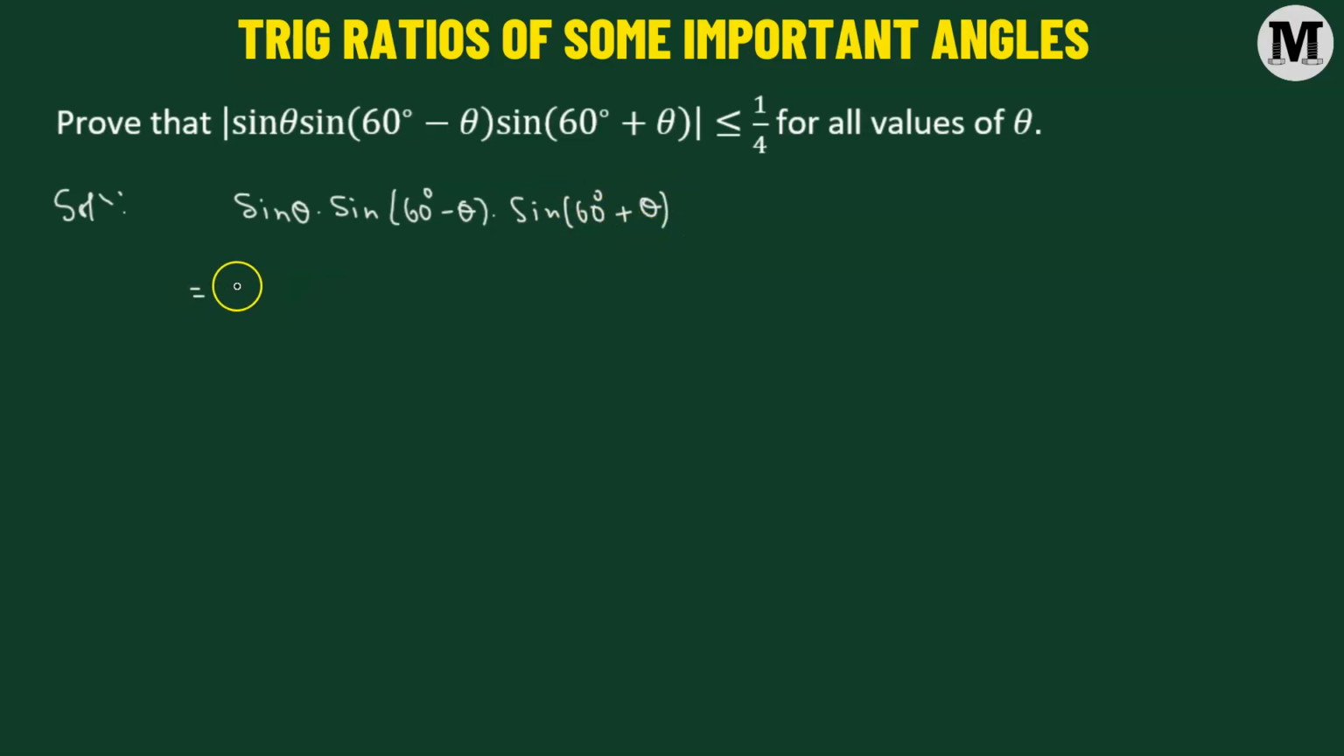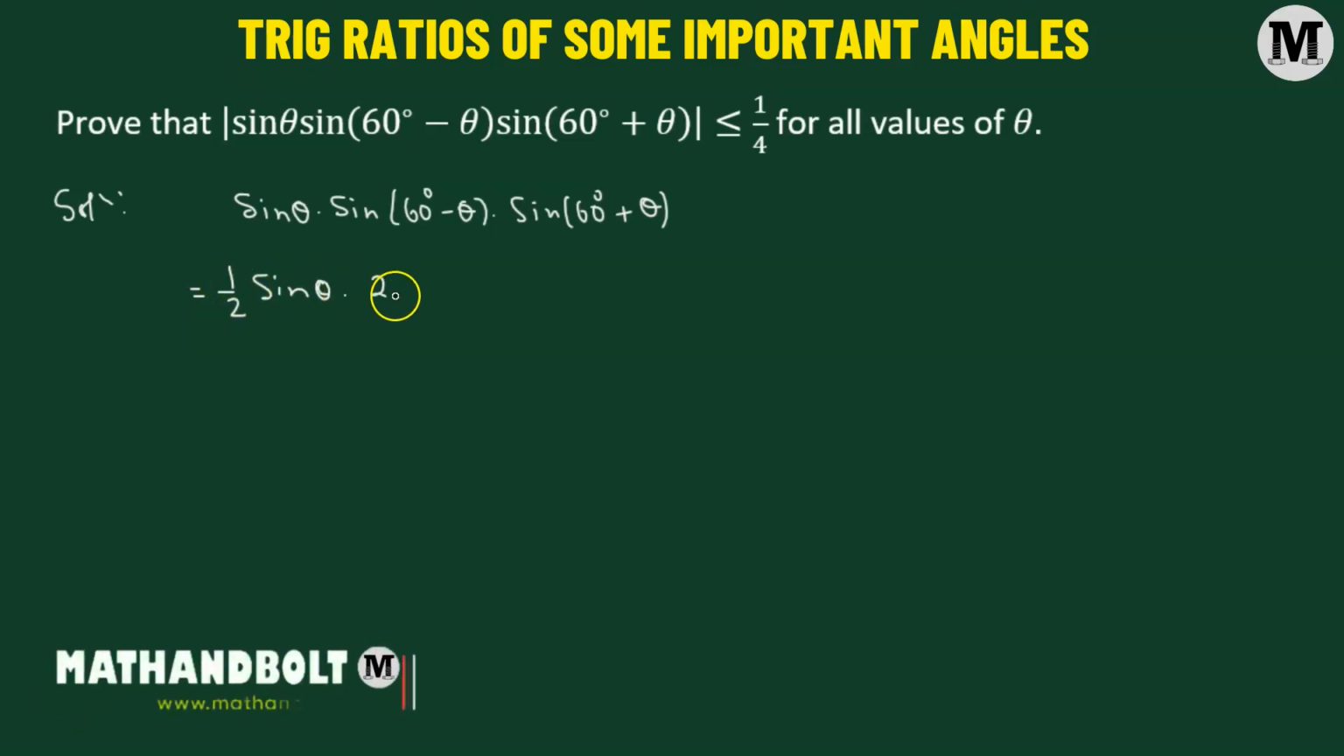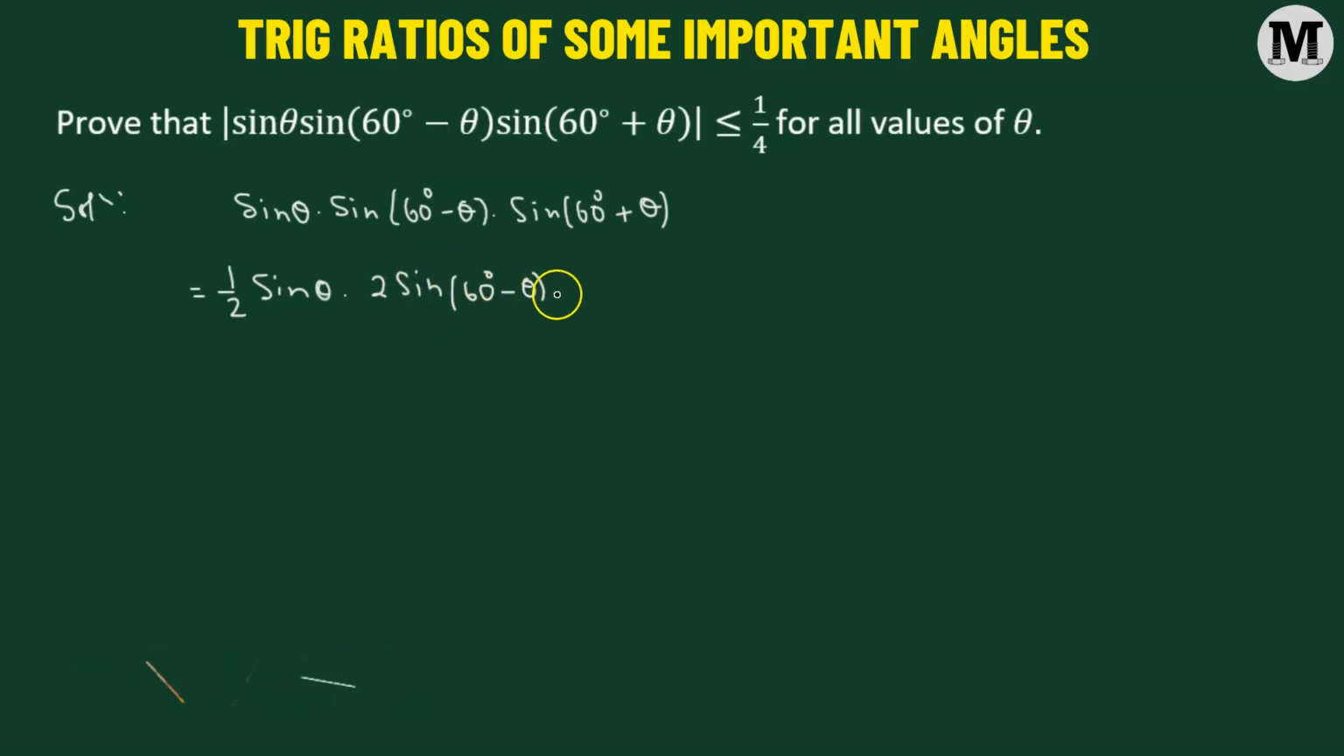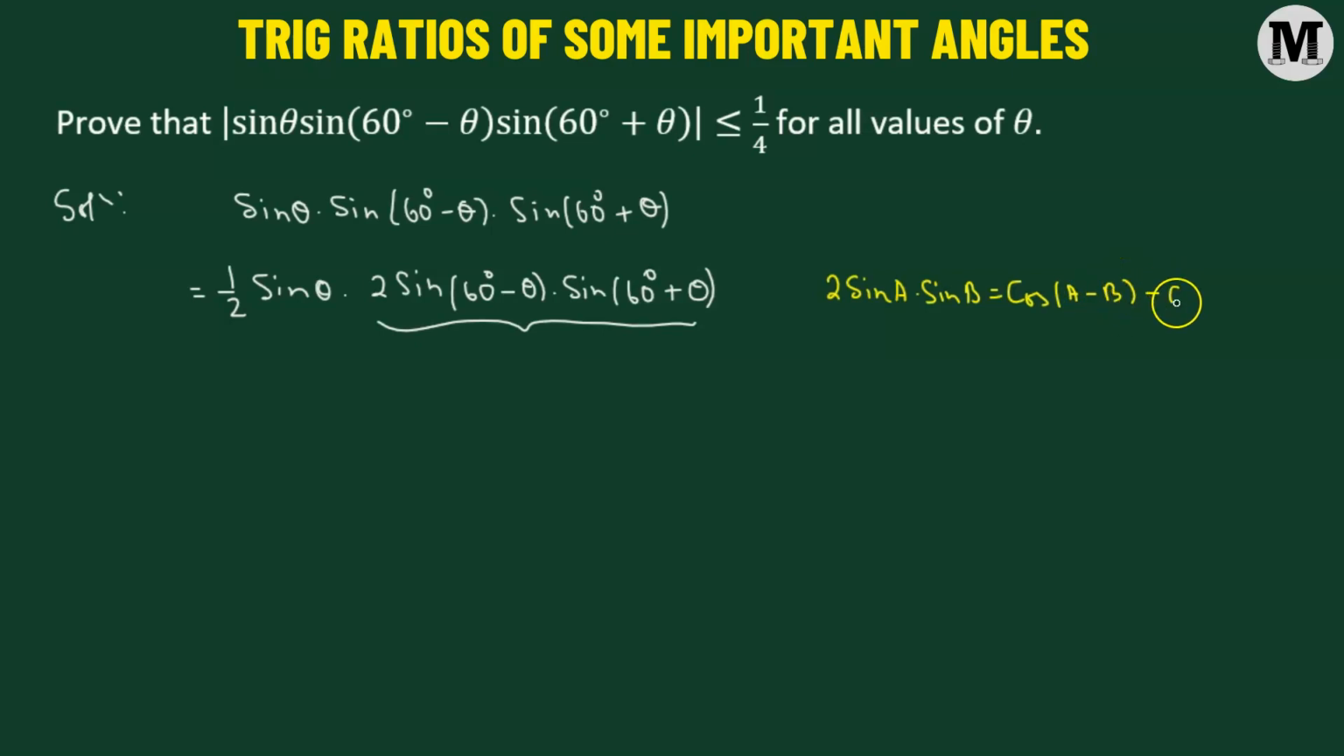What we'll do, we're going to multiply and divide by 2, such that we get half sine of theta multiplied to 2 times sine of 60 degrees minus theta times sine of 60 degrees plus theta. The reason why we multiplied and divided by 2 is because now we have a formula here. Whenever we have 2 times sine of angle A multiplied to sine of angle B, that's given by cosine of angle A minus B minus cosine of angle A plus B.